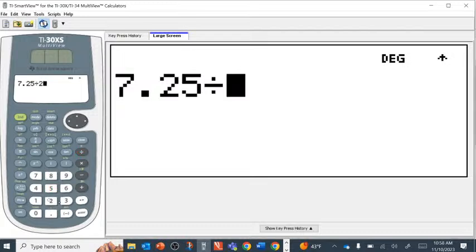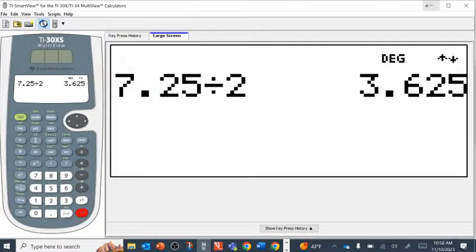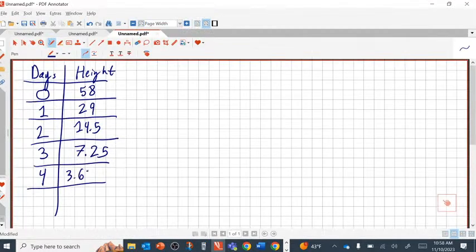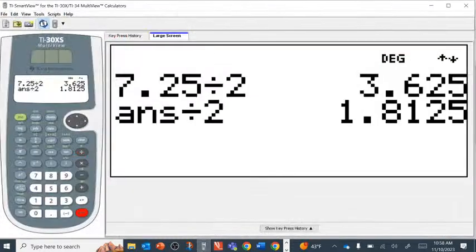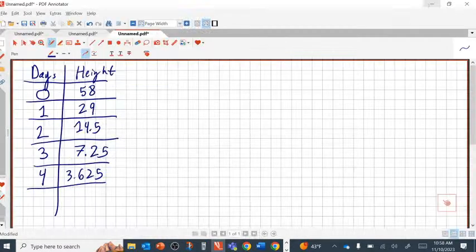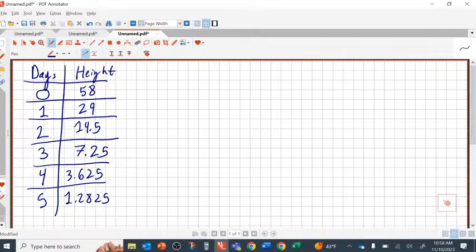Oh, I see what you did there. I wish I'd done that on purpose. 3.625 inches, and then divided that by 2. Day 5, 1.8125. Let's just leave it there.